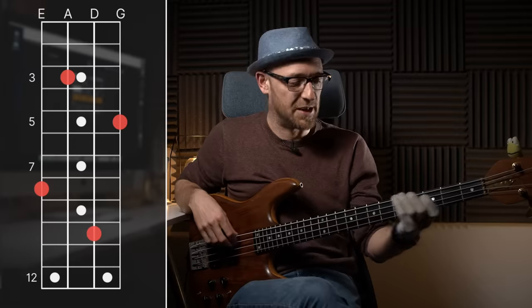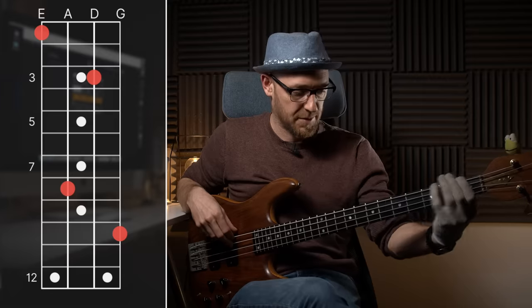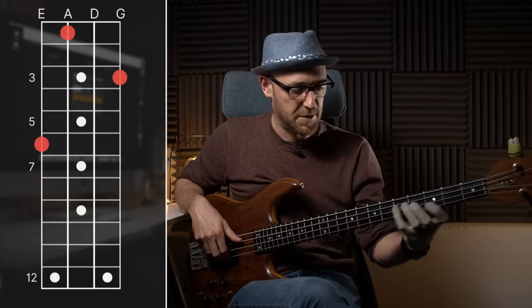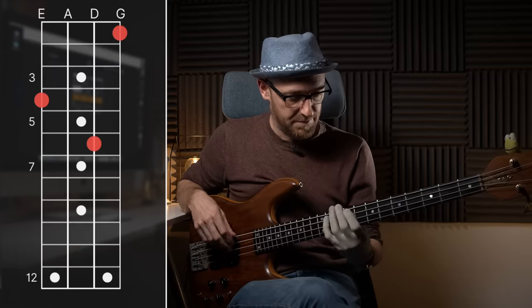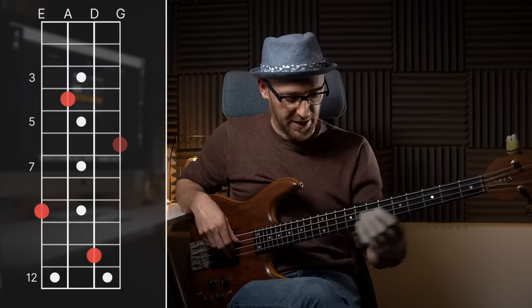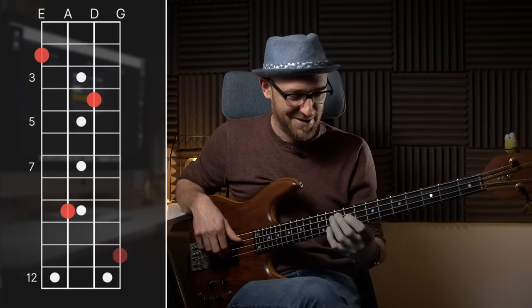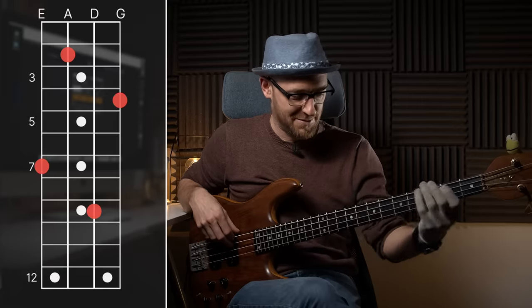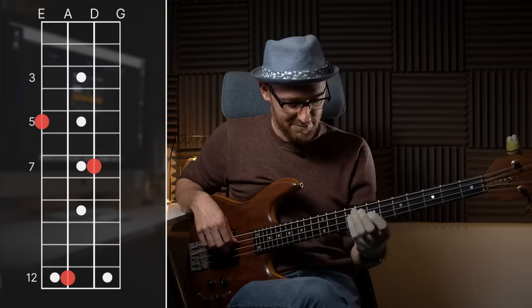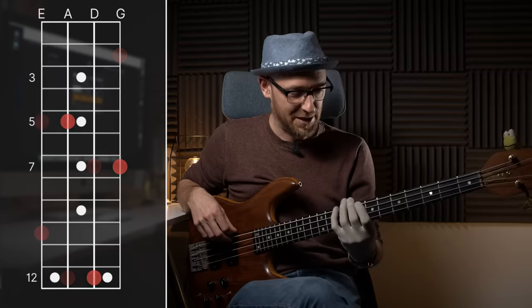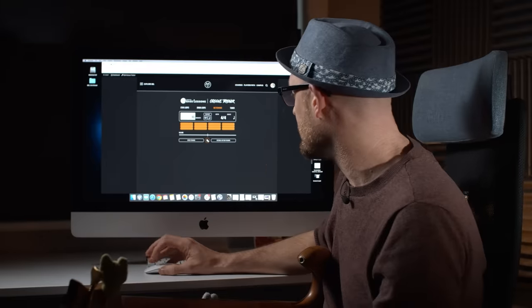So, C, F, B flat, E flat, A flat, D flat, G flat, B, E, A, and so on, right round the entire thing, and then you just keep going round.